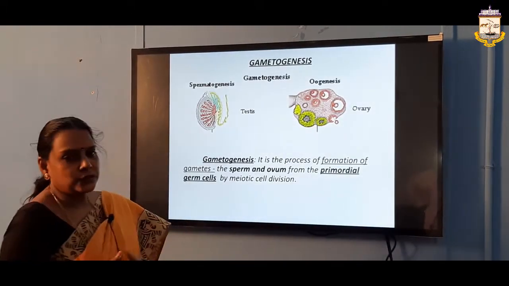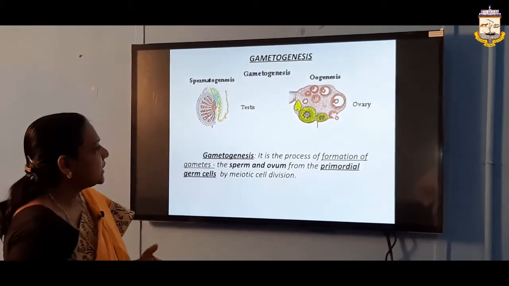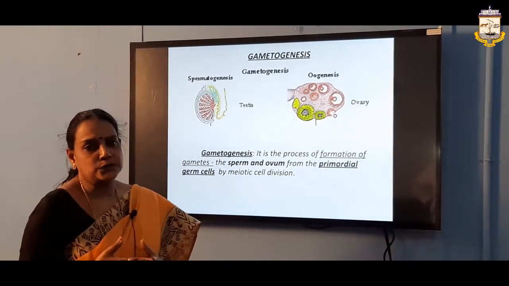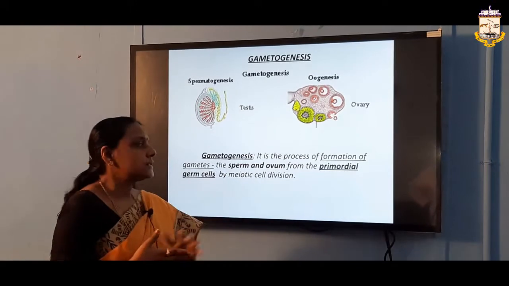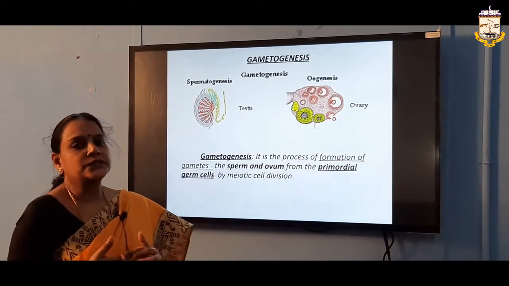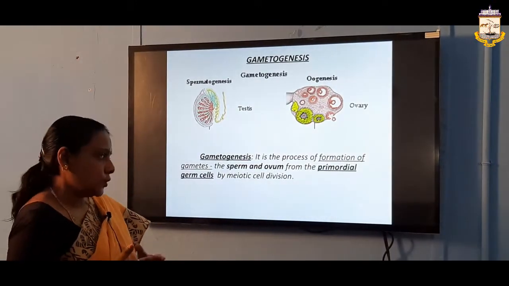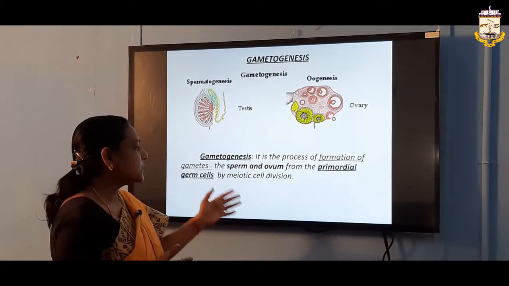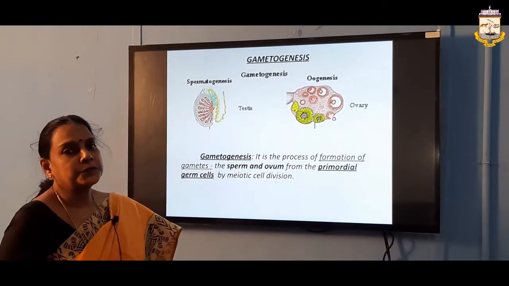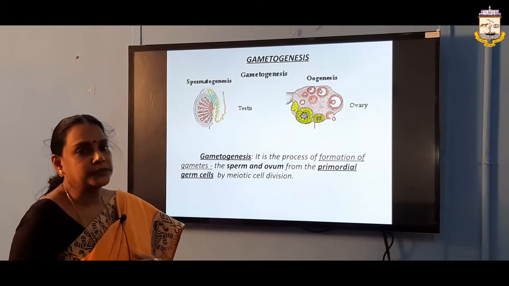Next one is the gametogenesis process. So, what is gametogenesis? The gametogenesis is a process of formation of the gametes, that is the sperm and ovum, from the primordial germ cells by meiotic cell division, from the primordial germ cells which start from birth.